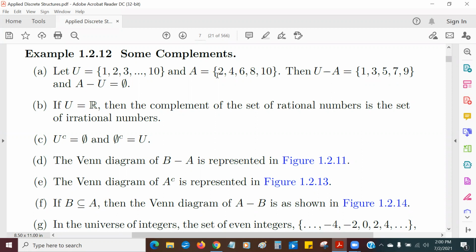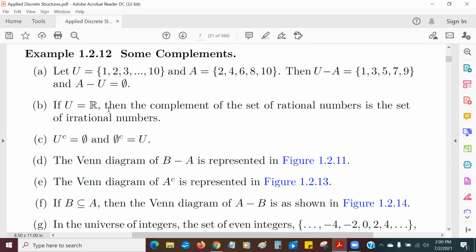Because here's A, now how can I take away more than what's in A? It just means anything that's in U that's also in A gets taken away, and then everything else also gets taken away. So it's all just taken away. Basically, since A is a subset of U, I'm taking away everything, so I'm left with the empty set.